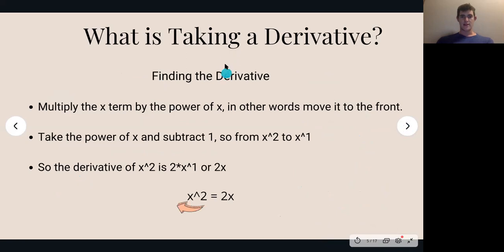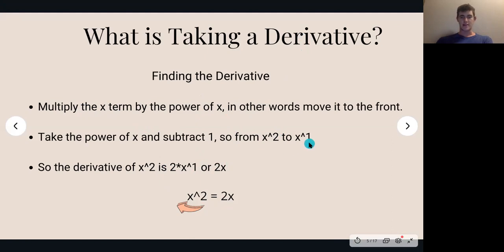So how do you take a derivative? Well, at least for x squared, it's very simple. And the same concepts apply to take any derivative of a function. So first, you multiply the x term by the power of x. So we had x to the power of 2. So we take that 2 and move it to the front, 2 times the remainder of our function.